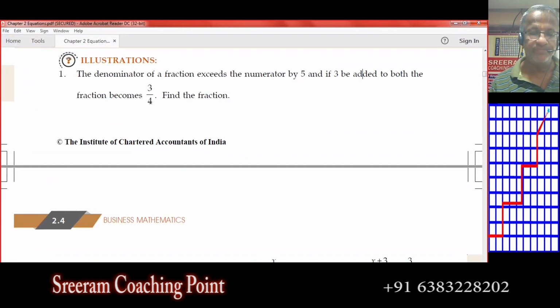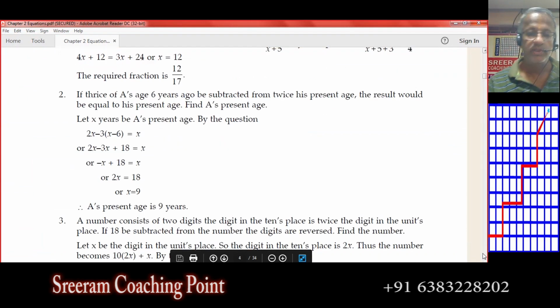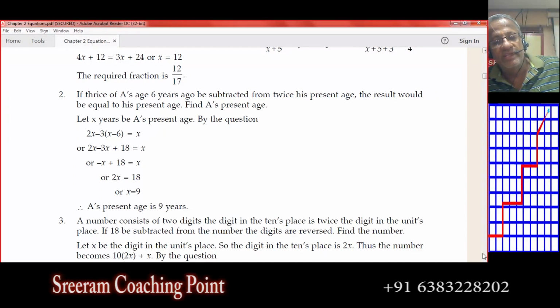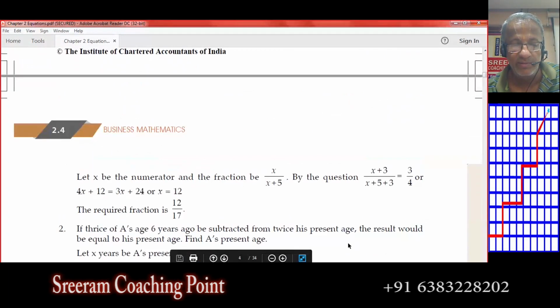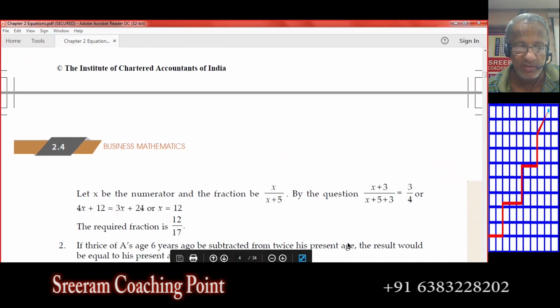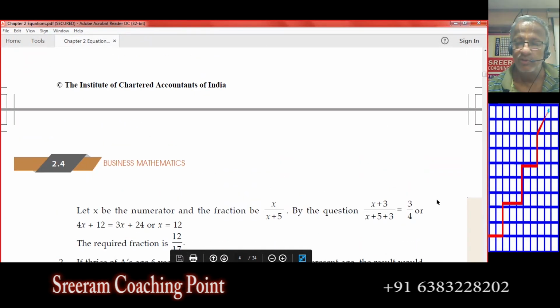Next question. If thrice of A's age 6 years ago be subtracted from twice his present age, the result would be equal to his present age. Find A's present age. So understand the matter clearly. Don't go by the solution that they provide.